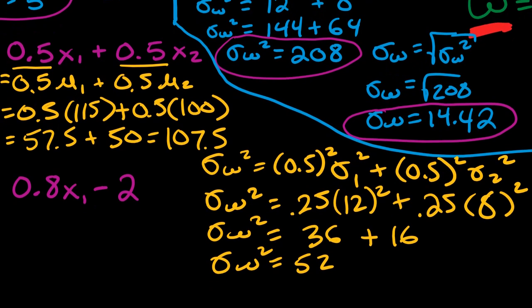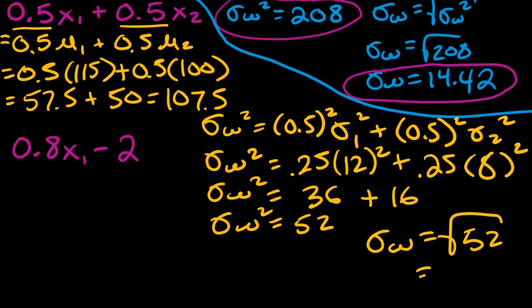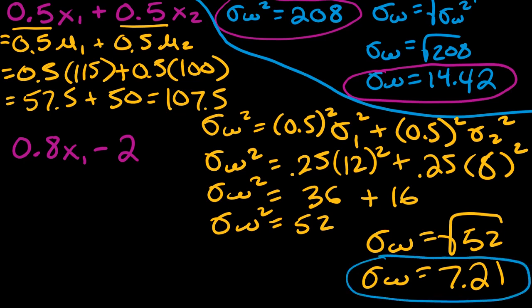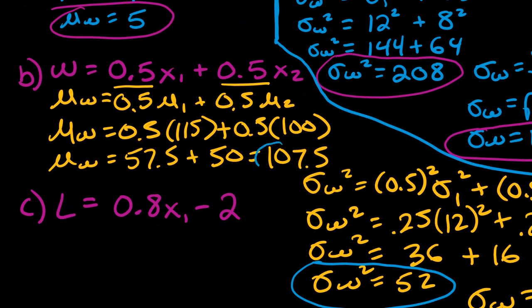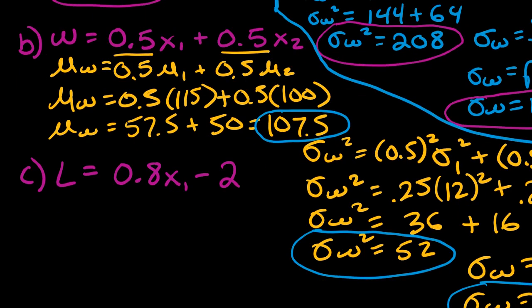So lastly, how do I find the standard deviation of W? The standard deviation of W will just be the square root of 52, which is 7.21. Okay, so we have the standard deviation of W, the variance of W, and over here is the mean of W. All right, so our next example, we only have one variable, but we have this constant out back that we need to be aware of.